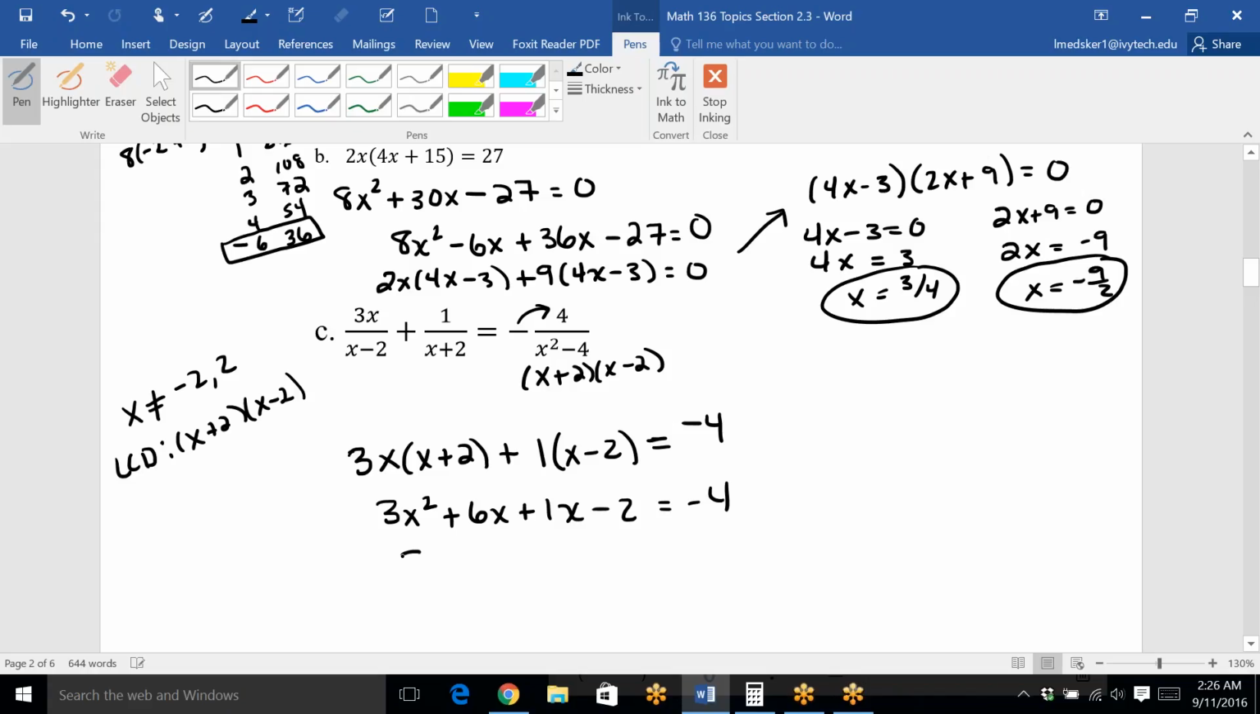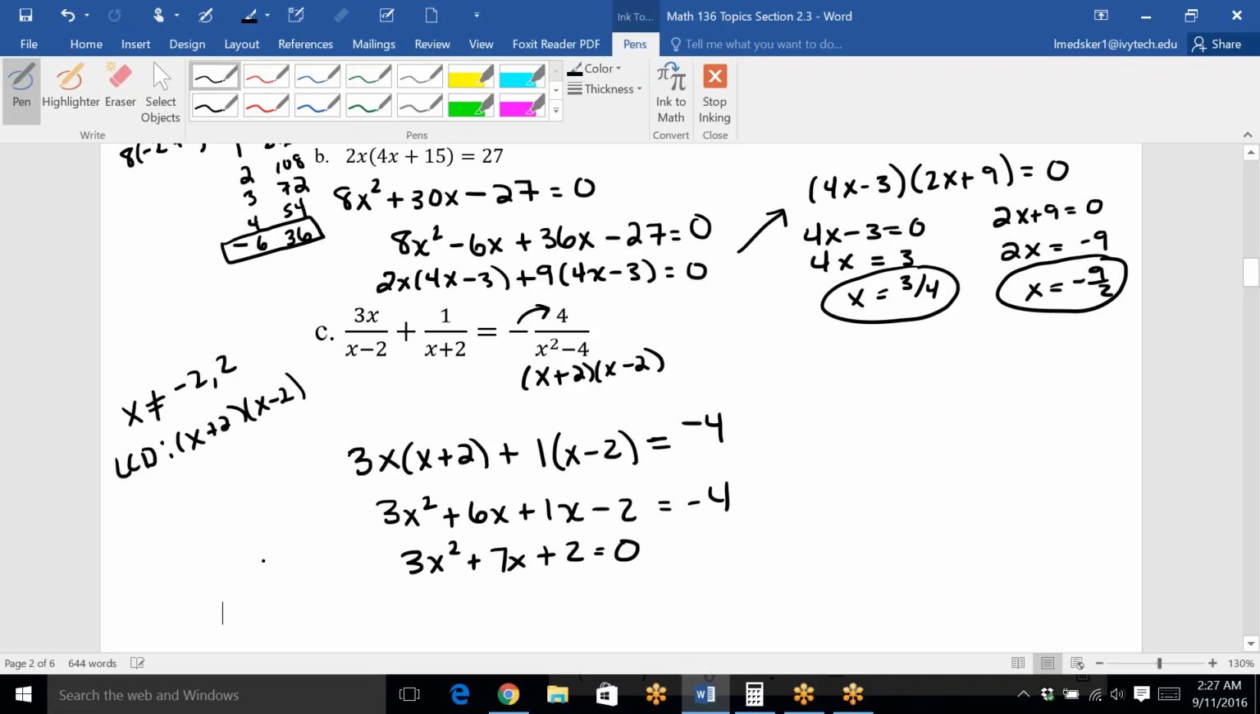Need to get everything on one side and combine like terms. Do not try to factor by grouping in this method. Obviously it's going to work because, well, no, it won't work because the signs won't match, but it's not going to help you if you haven't combined everything yet. So then we'd add the 4 over, so this would be plus 2.